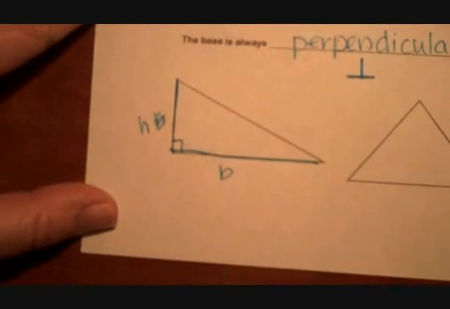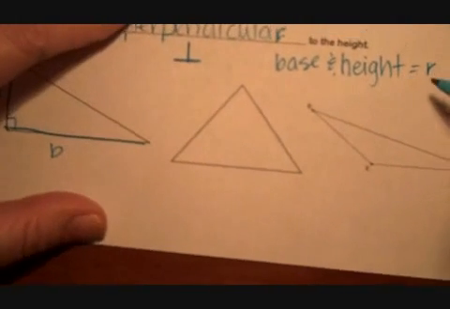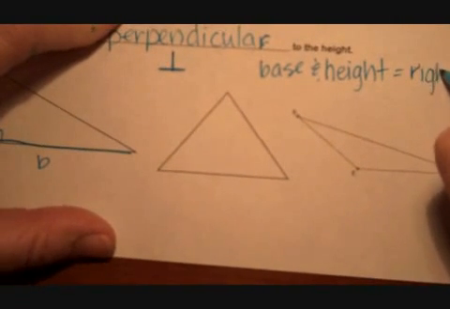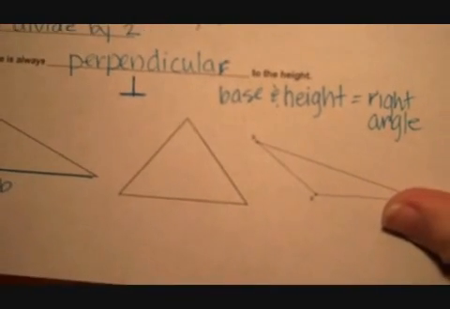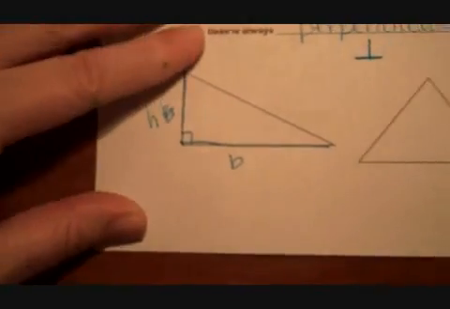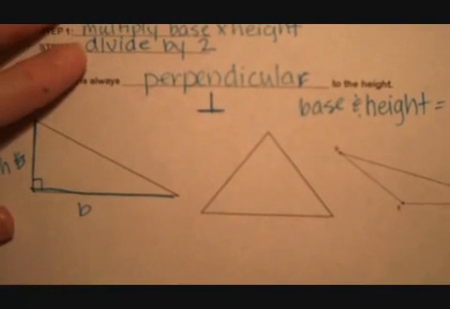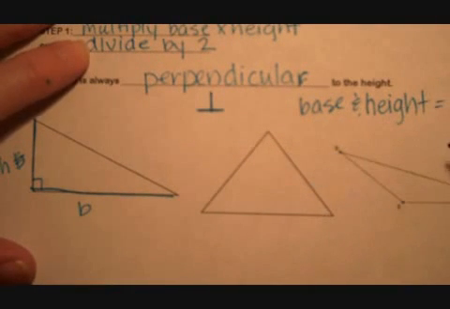As we learned when we were doing the formula for the quadrilateral, the base and height always make what type of angle? A right angle. So the base and height always make a right angle. In this 90-degree triangle, that is not hard to find. However, in this middle one, it is a little bit more difficult. There's not a straight up and down line, and we know it has to be 90 degrees.